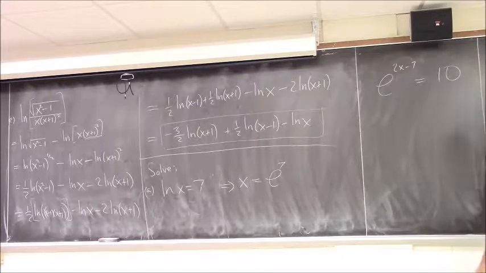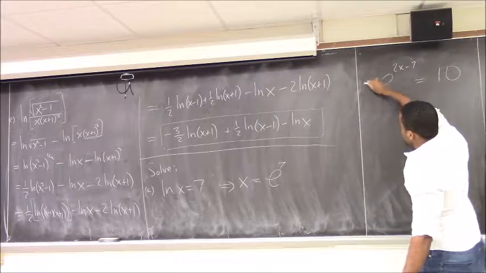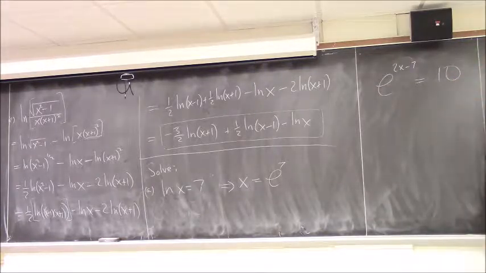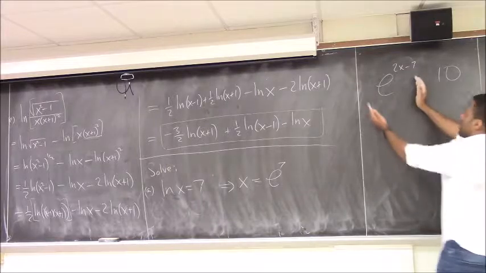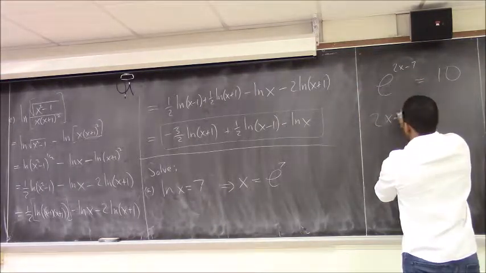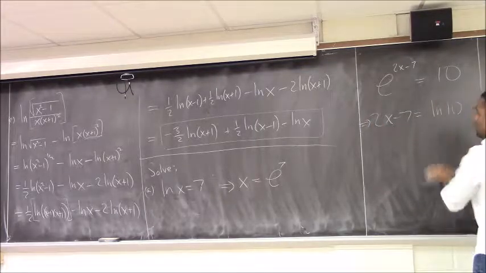Right, this is the opposite. Here I have an exponential that I want to get rid of. What I can do is ln both sides. I can write this in place. In this case, the ln is right beside the e. They would cancel each other. This would give us 2x minus 7. And this side would give us ln of 10.